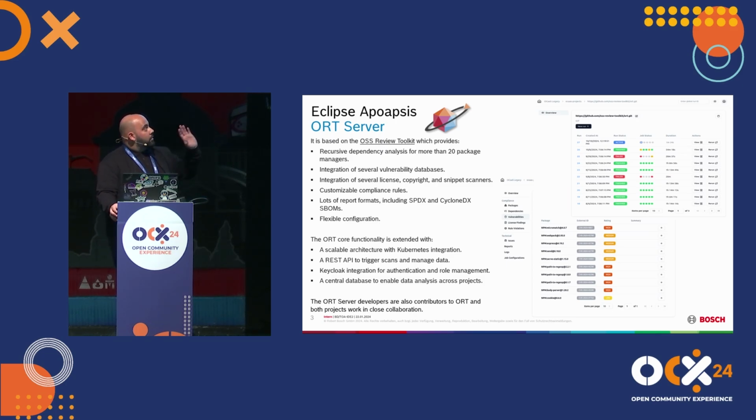On the right side, what you're seeing is what the developers of the ORT server are currently working on. This is basically the ORT server UI. It's currently in its, I would say, initial phase, but generally you can have a better visual, not just relying on the scan web app report that you get from a successful scan produced by the tool, but you can also use the UI to visualize your dependencies or the packages that are part of the project being scanned with the ORT server. And as I've already mentioned, the ORT server developers are contributors to ORT, and the projects work in close collaboration.